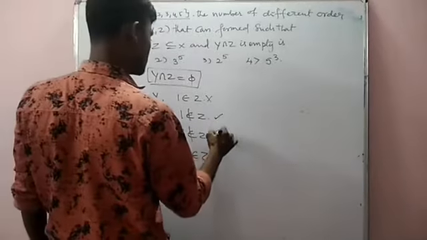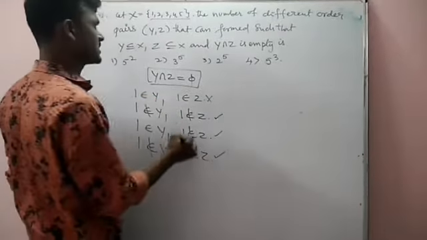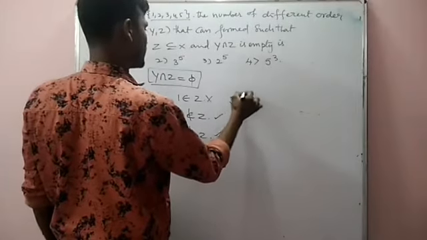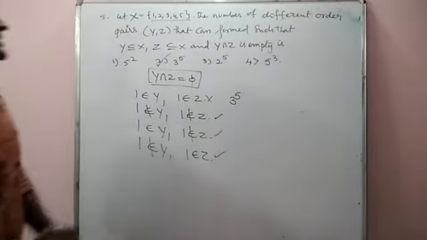Okay, remaining 1, 2, 3 cases. Total how many elements? 5 elements. Then this answer is 3 to the power of 5. My answer is the second one.